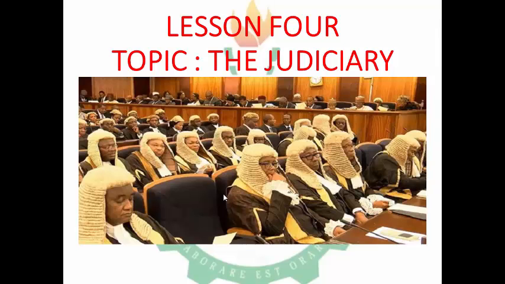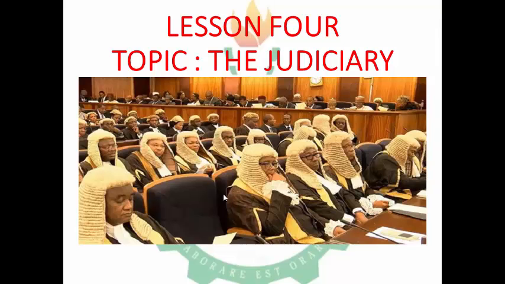And don't forget that in the executive arm of government, we looked at the meaning, the types, and the functions as well. So in the meaning, we talked about the executive arm of government as the arm of government that is saddled with the responsibility of formulating policies, rules and regulations, execution and enforcement of law in the country. And we looked at the various levels of government at which we have the executive arm of government.